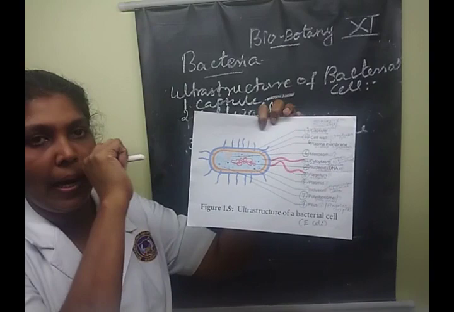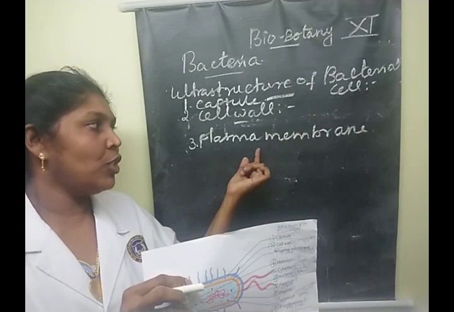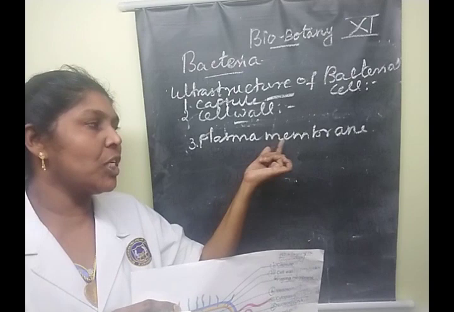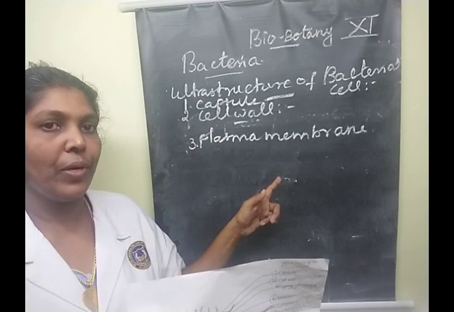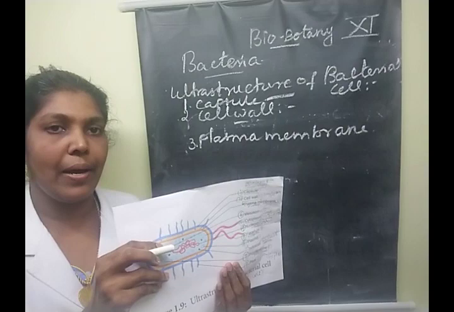Understood, children? Once again, revise this. The plasma membrane is made up of lipoprotein molecules. What is the function of the plasma membrane? Entering and exiting of small molecules and ions. Then what else is present? Many enzymes are present in the plasma membrane layer. Clear, children? Say yes or no? Yes. Next one.